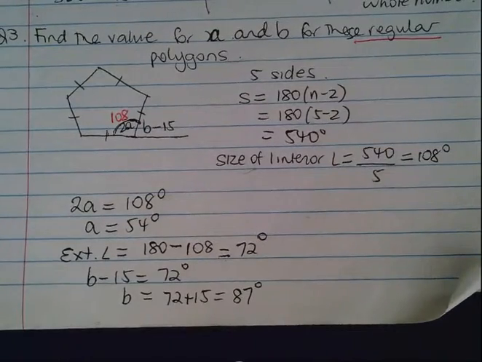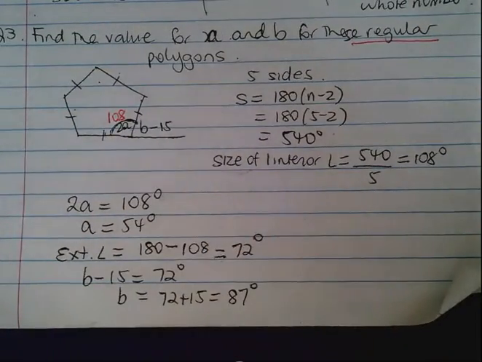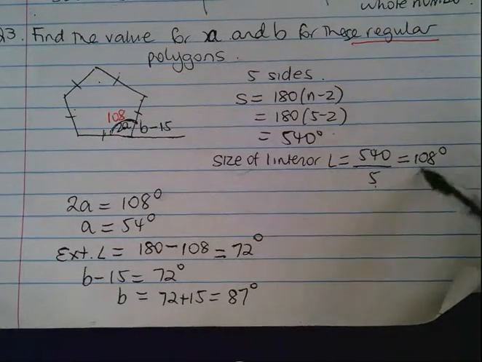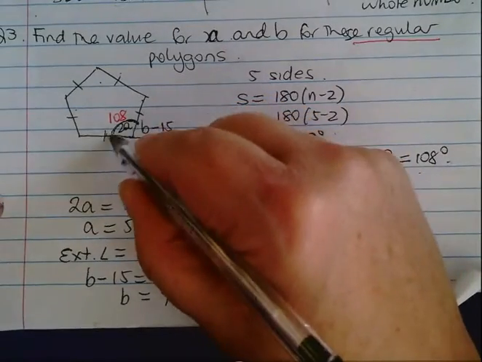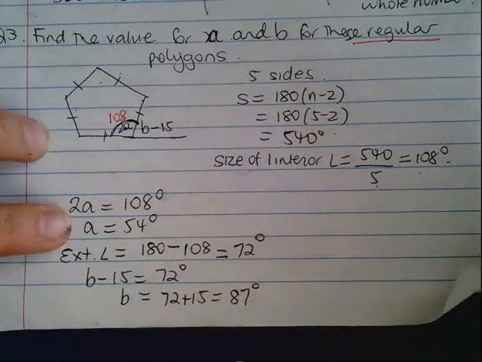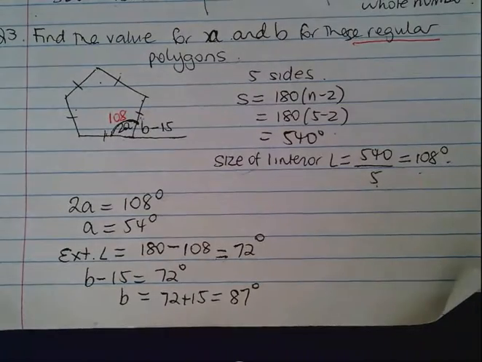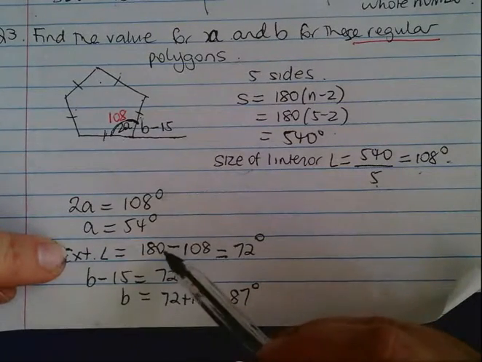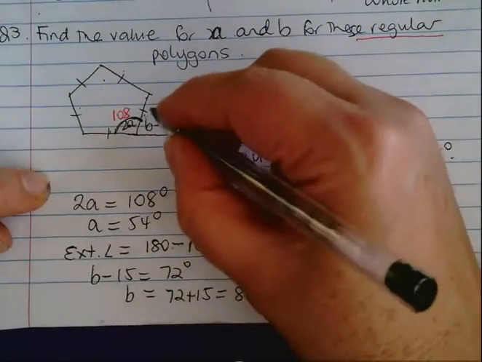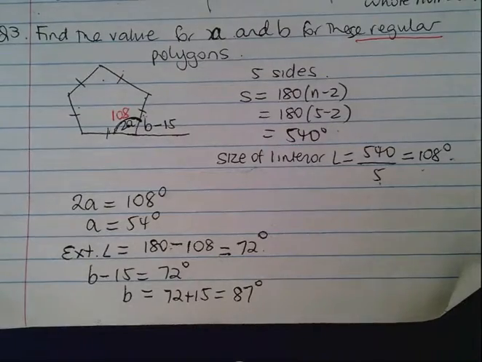So girls, what do we do? We look at the shape. It's got more than 4 sides. Work out the interior angle sum. It's 540. It's regular. So you say all the internal angles are the same. Divide by 5. Now we know that that interior angle is 108. 2A is 108, so A is 54. We know that the exterior angle plus the interior angle add up to 180. So the exterior angle is 180 minus 108, which is 72. B minus 15 is the exterior angle. So that equals 72. So B is 87.